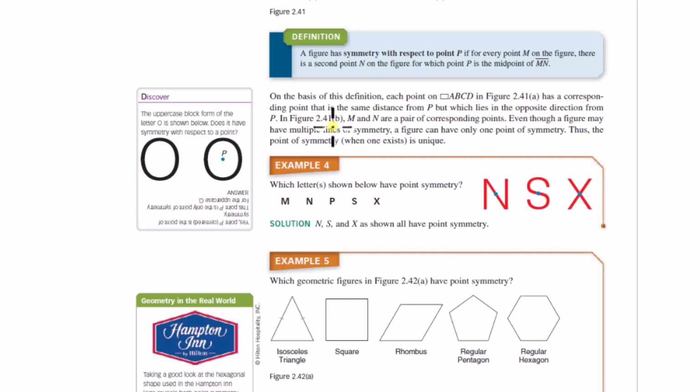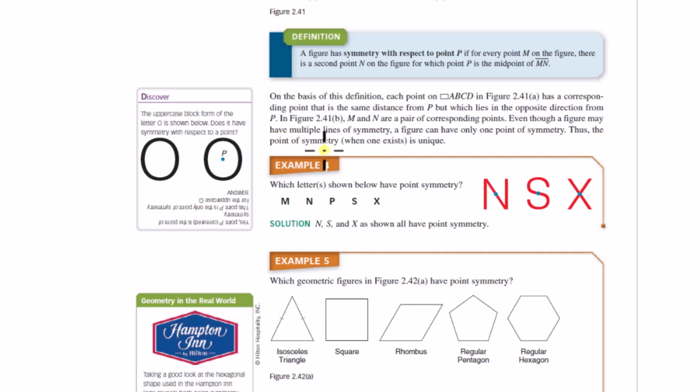In figure 2.41b, M and N are a pair of corresponding points. Even though a figure may have multiple lines of symmetry, a figure can have only one point of symmetry. So yeah, this is important here. We saw that a pentagon has 5 lines of symmetry. A figure, however, can only have one point of symmetry. A figure can't have multiple points of symmetry.